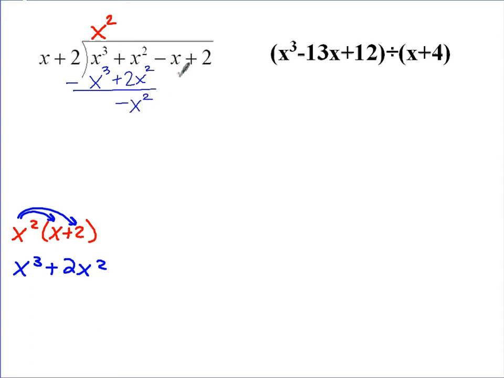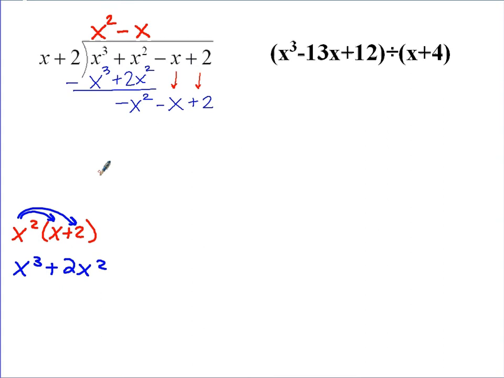And then I'm going to go ahead and bring down everything. Okay, just the rest of it. So minus x plus 2. Okay, now what I just did, I'm just going to redo again. I'm going to ask myself, what do I multiply x by to get negative x squared? And the answer would be negative x, because x times negative x is negative x squared.